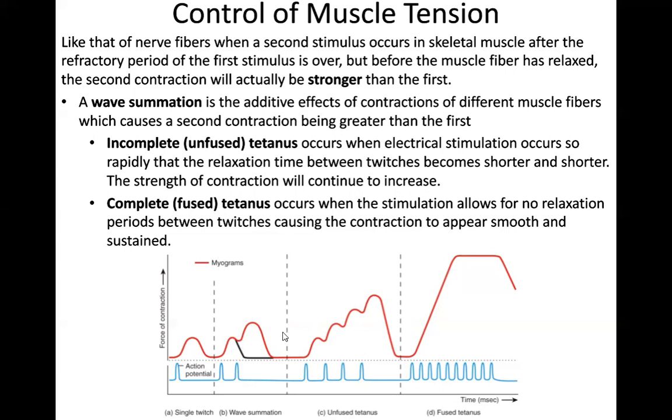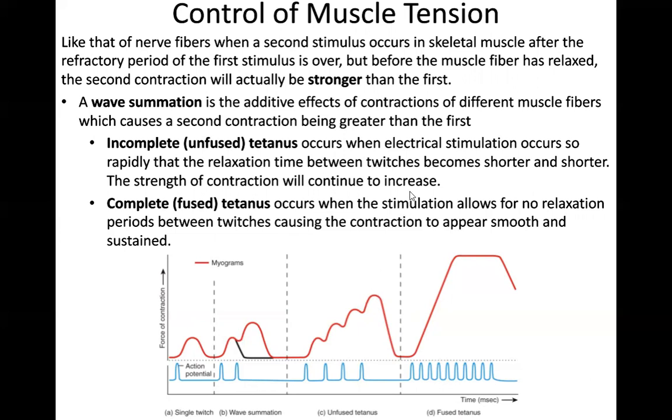And this continues on into the third region of our figure, where we have what's called incomplete or unfused tetanus, where we hit it with more and more action potentials, thus causing force to continue to go up. So this occurs when electrical stimulation occurs so rapidly that the relaxation time between the twitches becomes shorter and shorter and shorter, and the strength of contraction continues to rise.